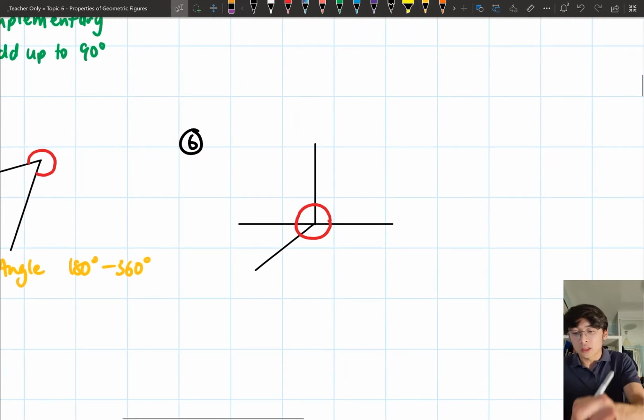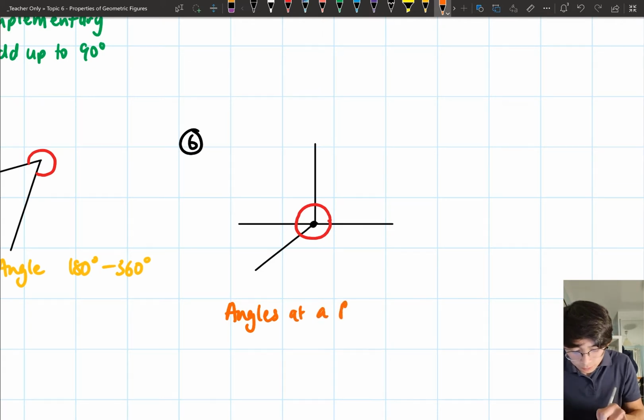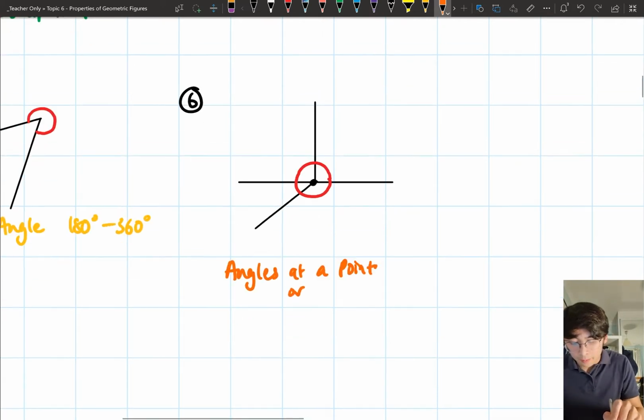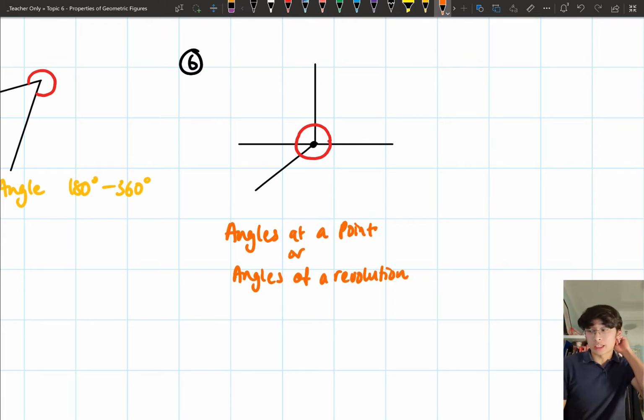Now the final one is this particular point here. Here I've actually drawn a few angles at this particular point. And there's a few ways that we can refer to this angle. This is sometimes called angles at a point, or angles of a revolution. Both of these are kind of the same thing. Whenever you see a point here and multiple angles around the particular point, there's actually 360 degrees there. So a full 360 degrees is a full rotation around the point. It's called angles at a point, or an angle of a revolution.